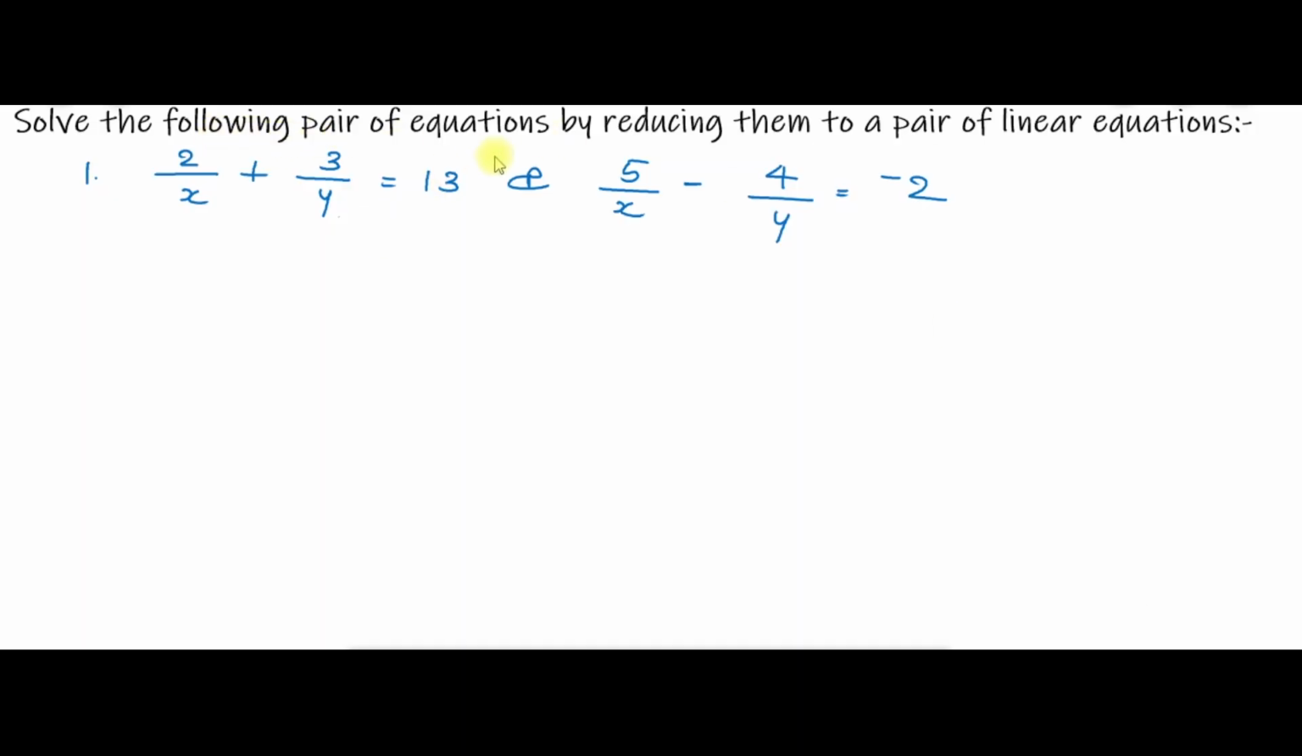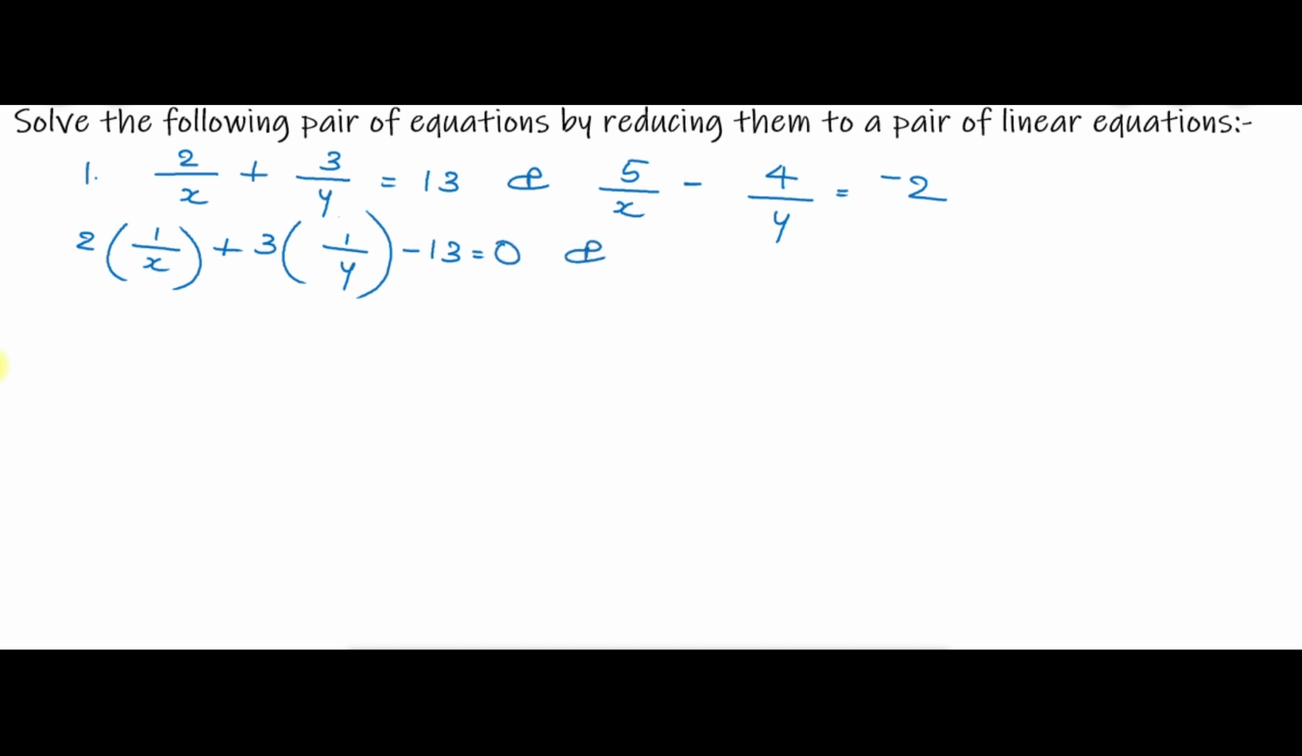Solve the following pair of equations by reducing them to a pair of linear equations. First question, 2 by x plus 3 by y is equal to 13 and 5 by x minus 4 by y equal to minus 2. First you have to rewrite these equations in this manner. That is 2 into 1 by x plus 3 into 1 by y minus 13 equal to 0.